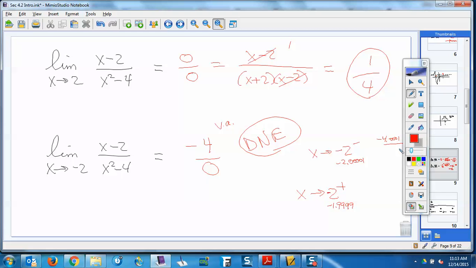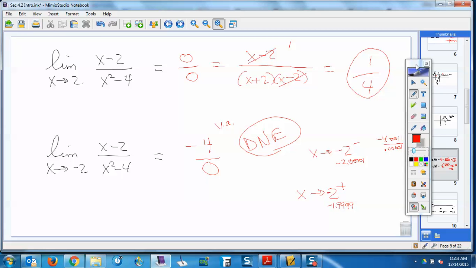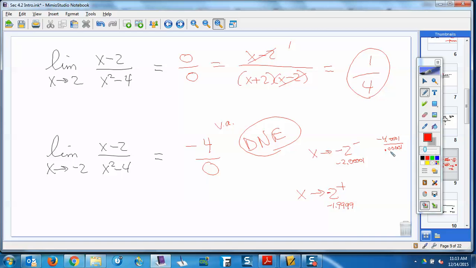-2.00001 squared. Little bit over 4, right? And positive 4.00001 minus 4. So a positive 0.00001. What is -4.00001 divided by 0.00001? -infinity. Right? Because this is getting really small down here, and so it's going to be just -4 billion, -4 trillion, right? Negative infinity.